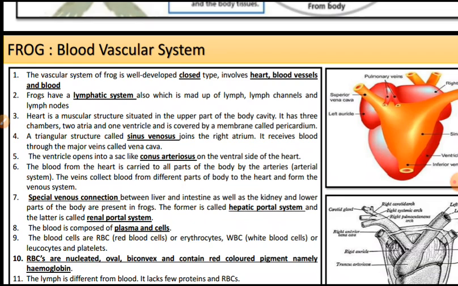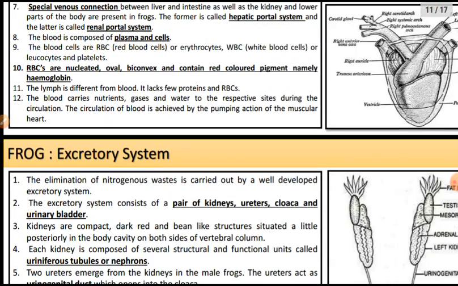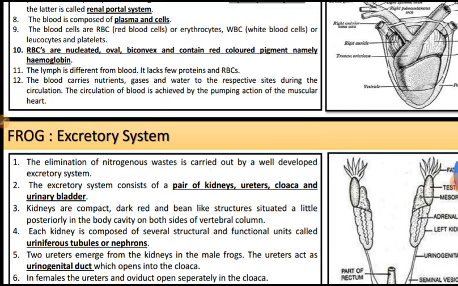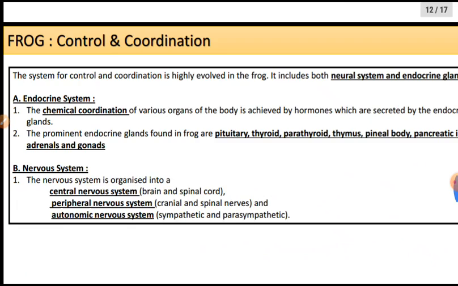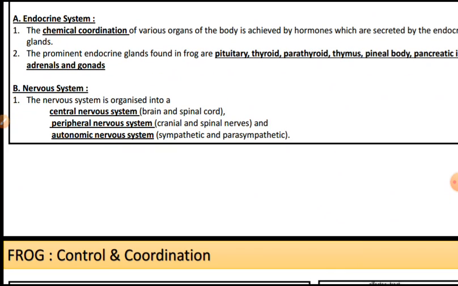We have discussed the internal structure of the heart, and then we have discussed the blood vessels. Blood vessels are of two types, arteries and veins. We have discussed the arterial system and the venous system. And in the venous system, the point to remember is the presence of portal veins. There are two types of portal systems, the renal portal system and the hepatic portal system.